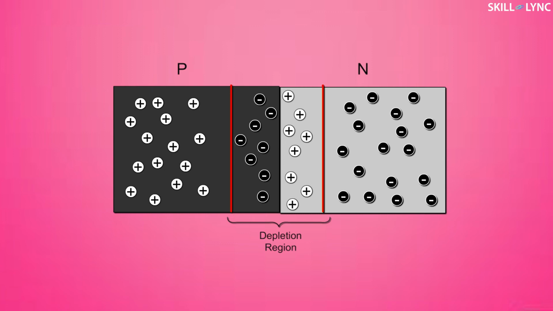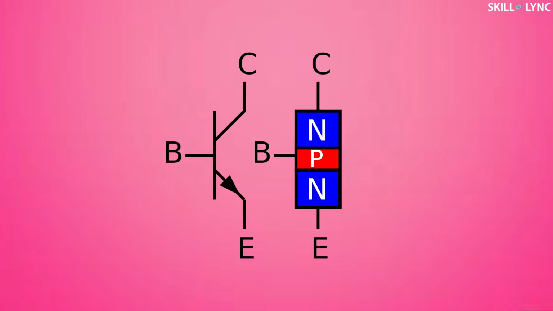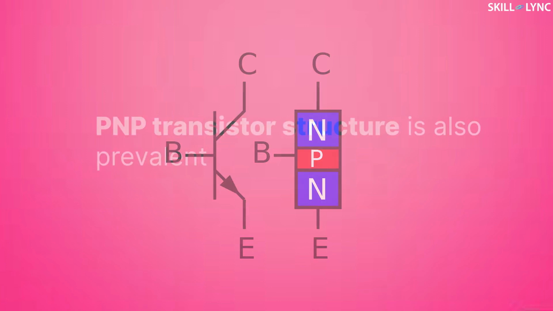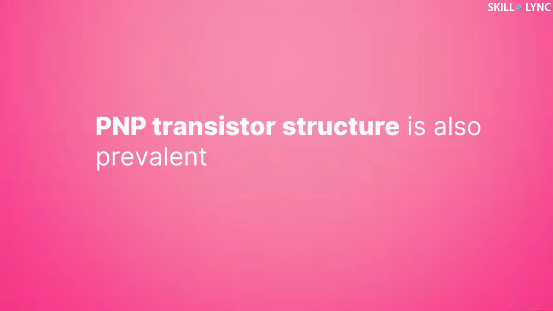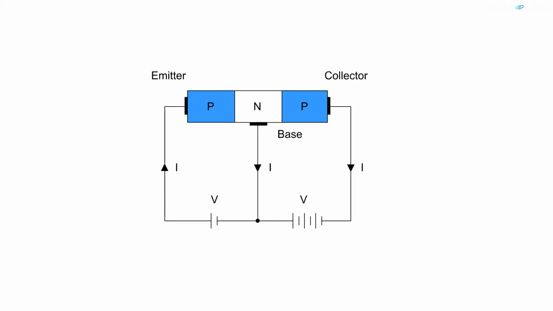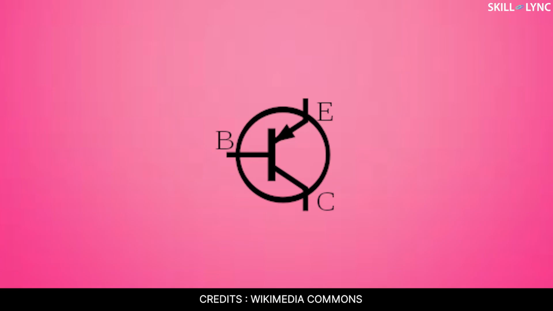That is, the P-type is connected to the positive terminal and the N-type is connected to the negative terminal. In an NPN transistor, electrons are the majority carriers. Here the flow of charge is from the collector to the emitter. Similar to this, a PNP structure is also prevalent. Here, an N-type structure is sandwiched between the P-type structures. The majority of carriers here are holes. Here the current flows in the opposite direction. The emitter emits holes which are collected by the collector.